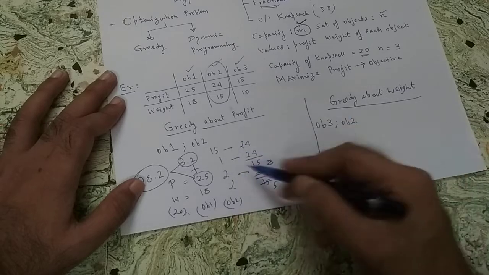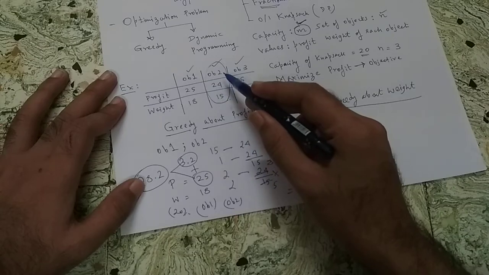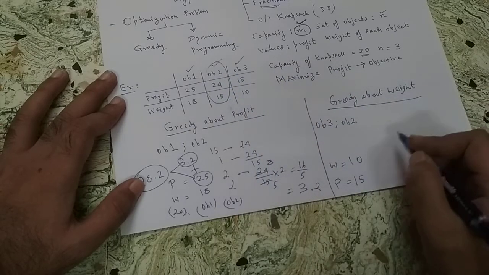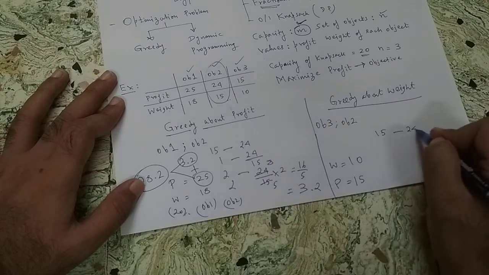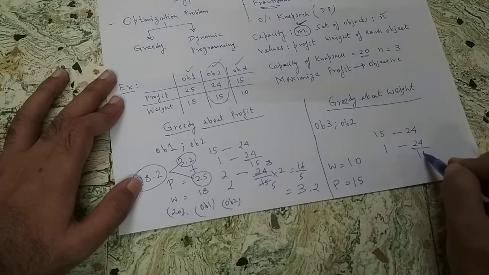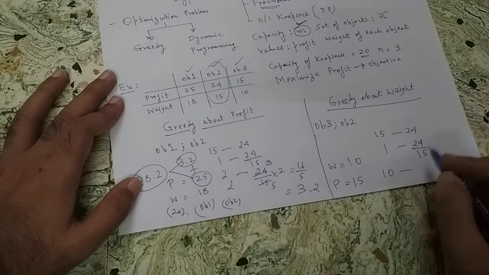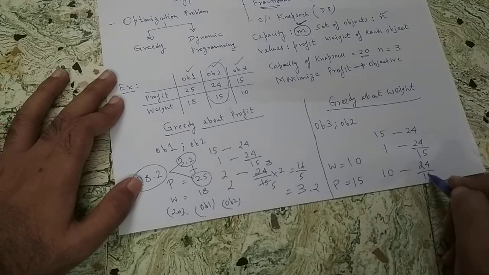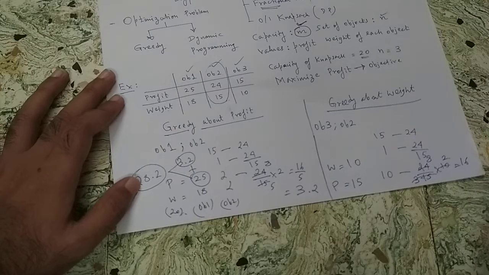So again, I'll apply the unitary method here. Like before, where I applied the unitary method to find the profit associated with a fractional part of an object, here also I'll do the same. For 15 units of OB2, I get a profit of 24. For 1 unit of OB2, I'll obviously get lesser profit: 24 by 15. And what do I want to find? I want to find the profit for 10 units. So I'll get 24 by 15 into 10. Now what will this come out to be? 5 goes into 15 3 times, 5 goes into 10 2 times, 3 goes into 24 8 times. So this comes out to be 16.